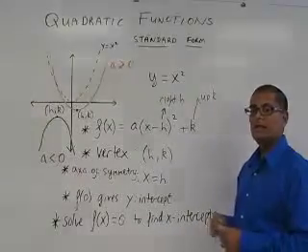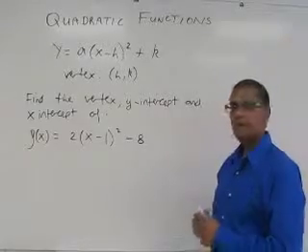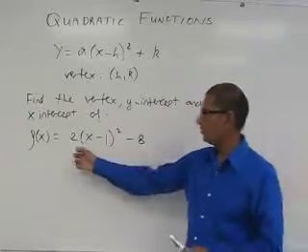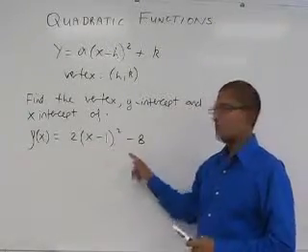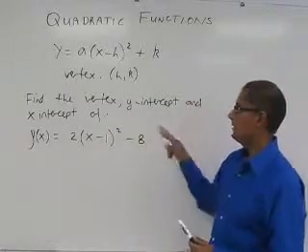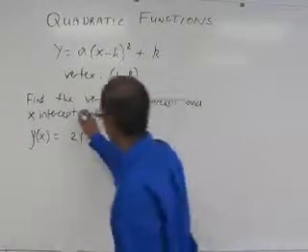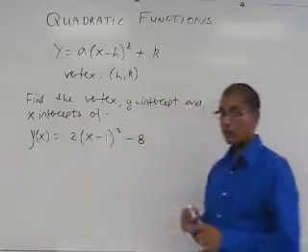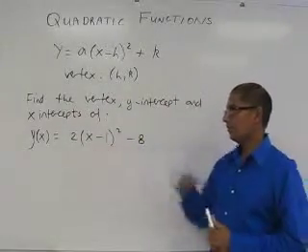So let's take an example. Suppose we have a quadratic function f of x equals 2 times (x minus 1) squared minus 8. And I want to find the vertex, the y-intercept, and the x-intercepts of this function here.